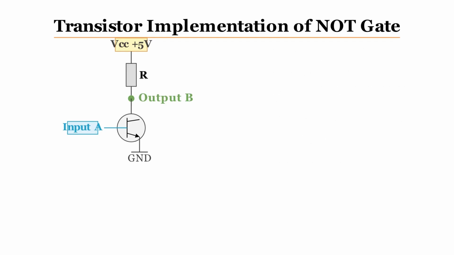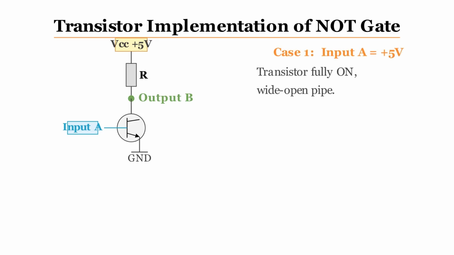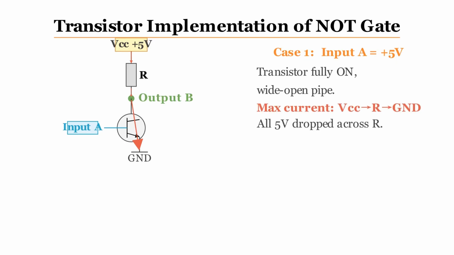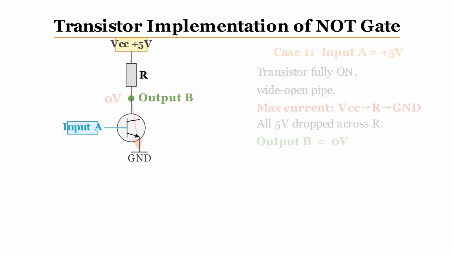Case 1. Let's apply plus 5 volts to input A. This turns the transistor fully on. It acts like a wide open pipe. Suddenly, maximum current rushes down from VCC straight through the resistor and down to the ground. Because current is flowing heavily through the resistor, all 5 volts are dropped or used up across that resistor. By the time the path reaches our output node B, there is no voltage left. Output B becomes 0 volts.